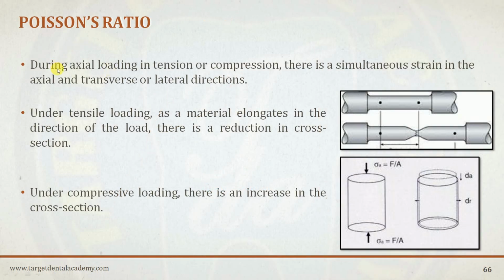Coming on to the Poisson's ratio, during axial loading in tension and compression, there is a simultaneous strain in the axial and the transverse or lateral directions. Under tensile loading, as a material elongates in the direction of the load, there is a reduction in the cross-section area. When you apply a compressive force, there is an increase in the cross-section area.